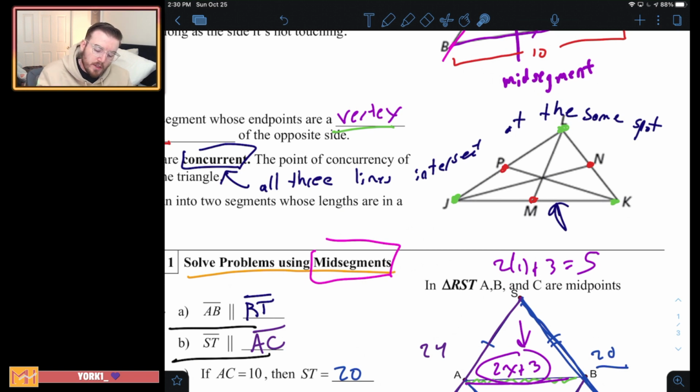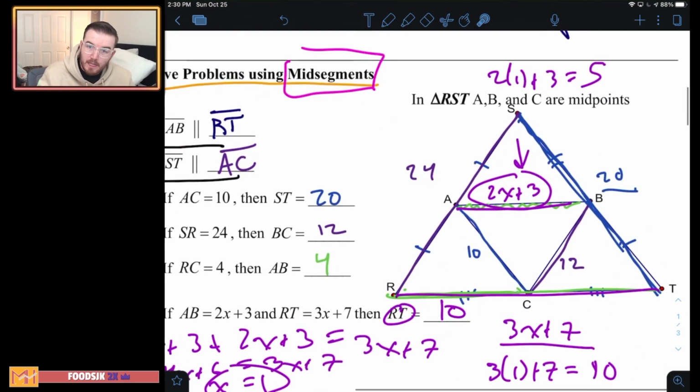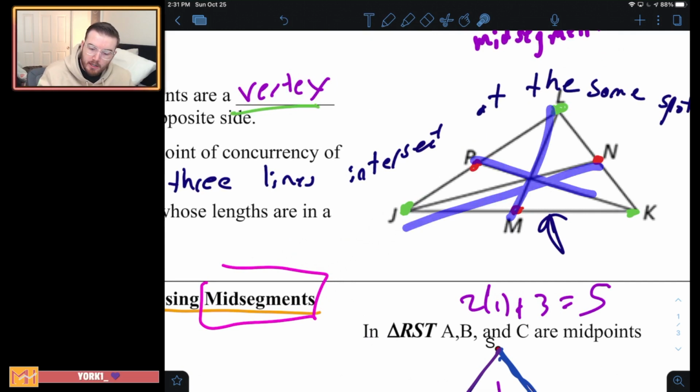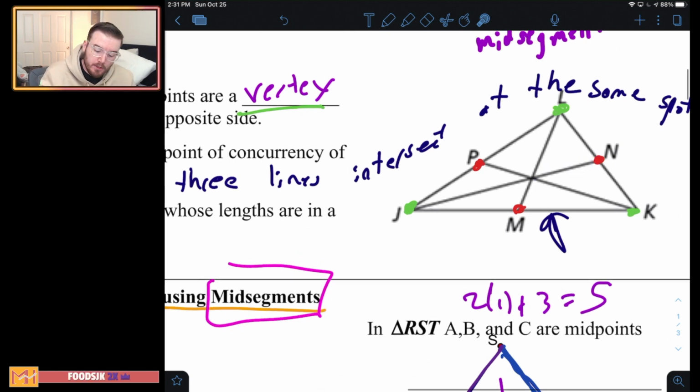So this long piece is always twice as big as the short piece. Sound familiar with mid segments, right? The long side is twice as long as the mid segment. Well, when this intersection occurs, the long piece is twice as large as the short piece. So kind of a similar logic that we're doing here, okay?